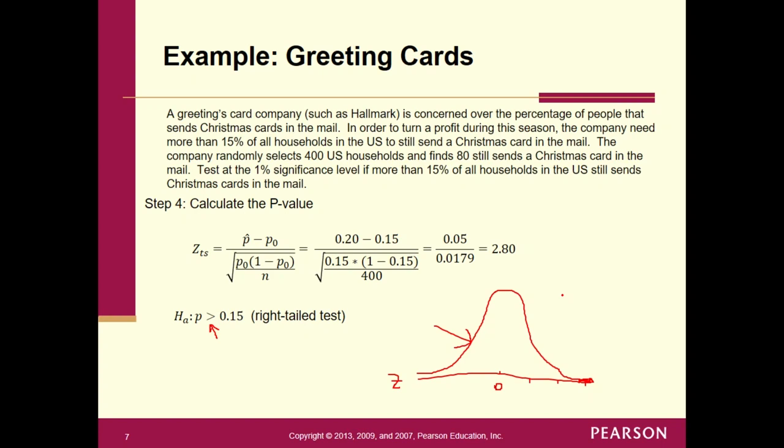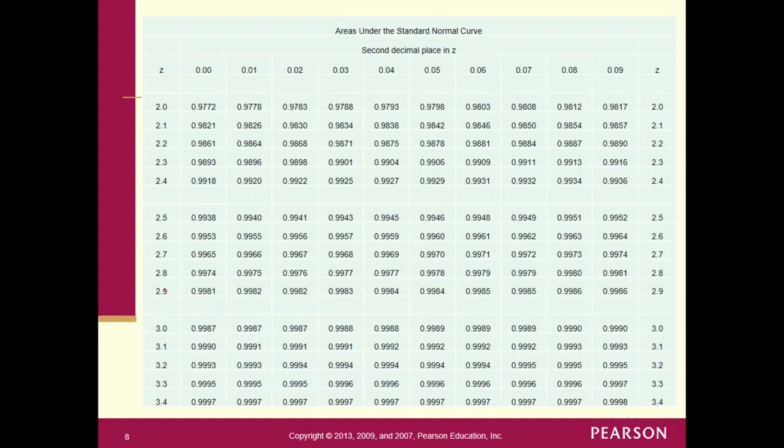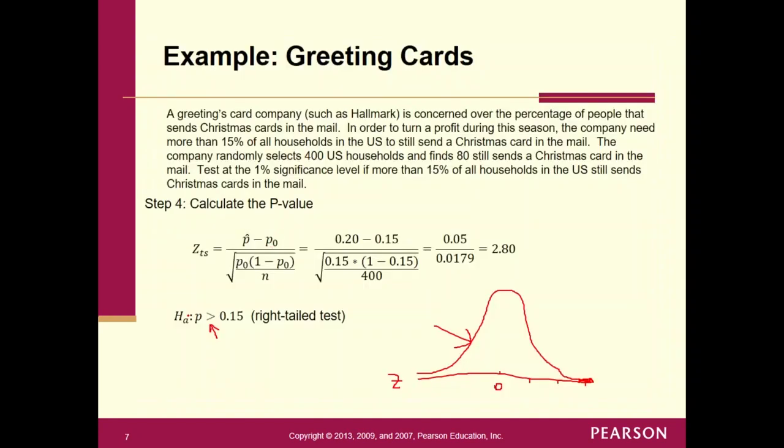So let's take a look. 2.80, right? Because here's the 0 up here. So 2.80. You can find we got 0.9974. But is that our answer? 0.9974? No, that's this part right here.